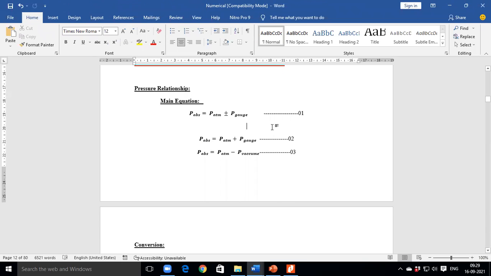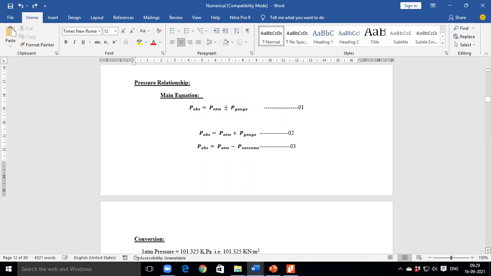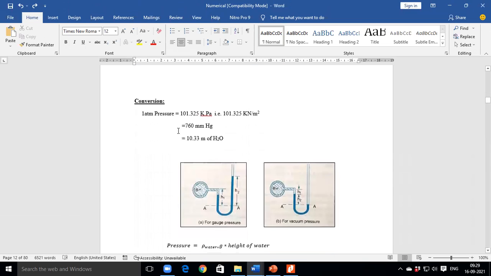Is it understood? The difference between gauge pressure, vacuum pressure, and absolute pressure. What are the three types of pressure? Absolute pressure, atmospheric pressure, and gauge pressure. This is a conversion: one atmospheric pressure is equal to 101.325 kilopascal, that is, kilonewton per meter square.